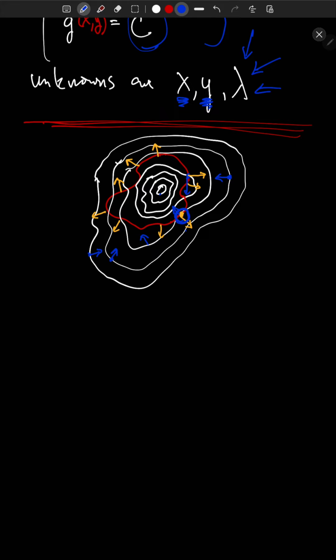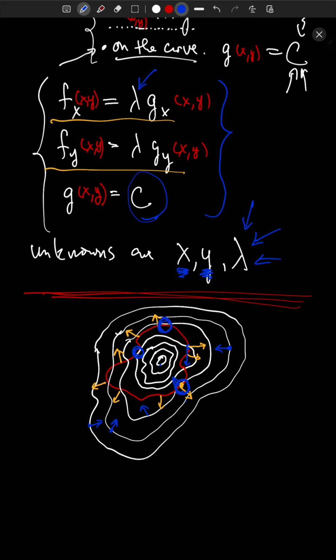Another one that's obvious in this picture is perhaps that one right there. There's going to be one somewhere around here, but I haven't drawn enough level curves of f to make it clear where that is, and so on. So those are the candidates that I'm looking for. Those are the points that I'm solving for in this system of equations.